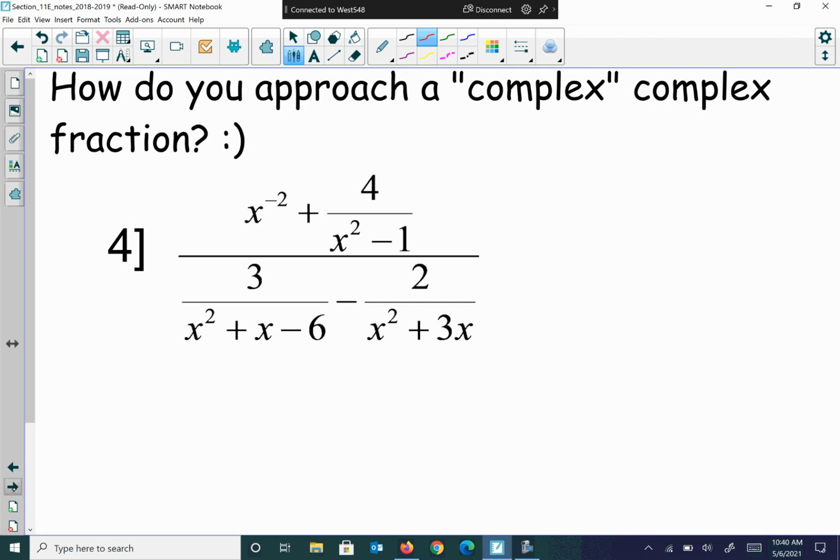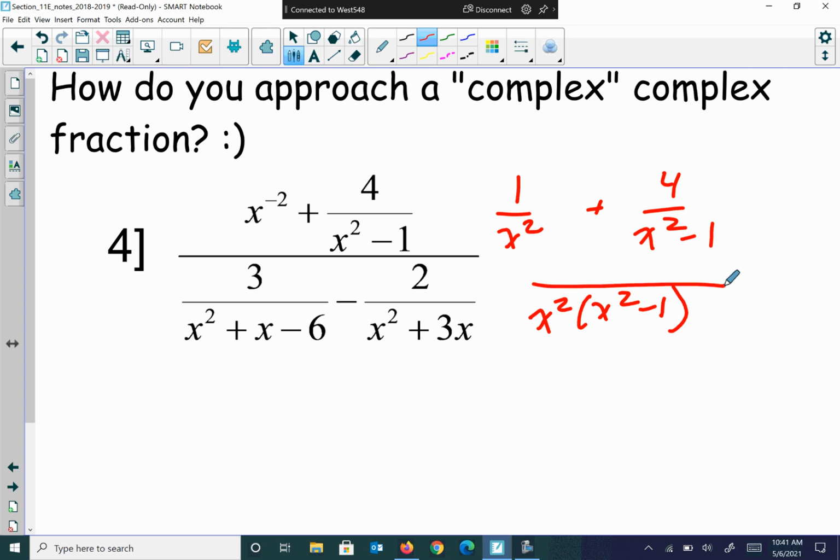All right. X to the negative 2 is the same thing as 1 over x squared. Agreed? You okay with that? So, my common denominator for just the red is going to be x squared minus 1. Is that okay? So that means I multiply the 1 by x squared minus 1, the 4 by x squared.